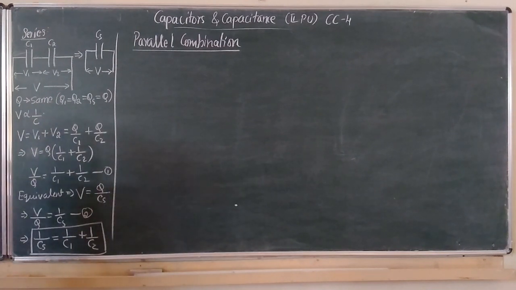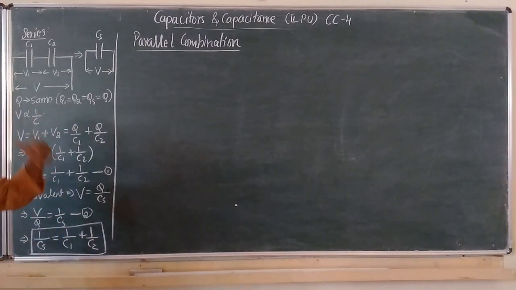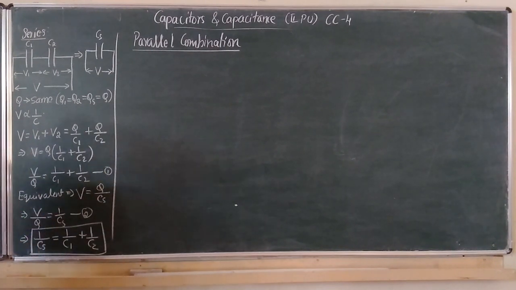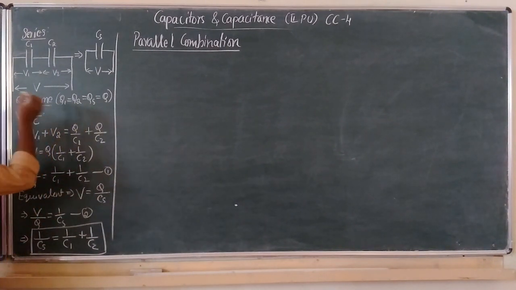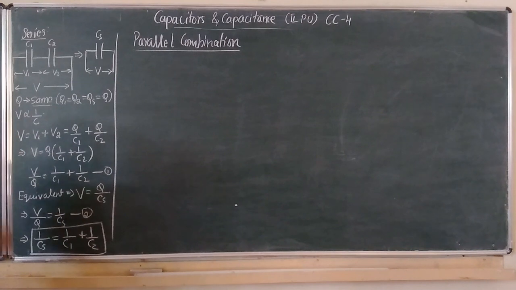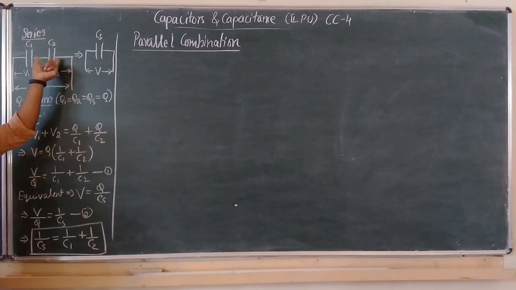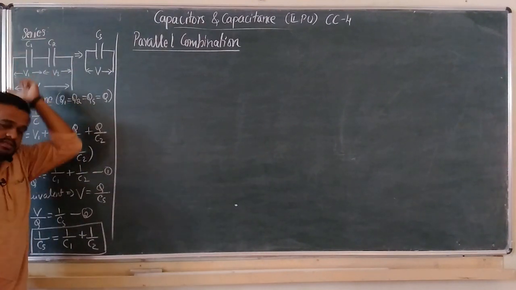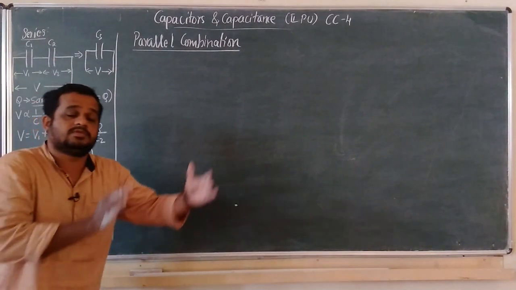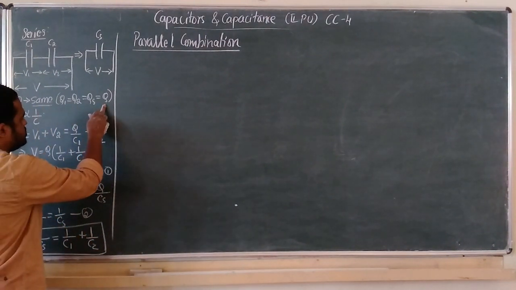Now in case of series combination, remember this point: when n number of capacitors are connected in series, the amount of charge stored in each capacitor is equal or same. If Q is the amount of charge stored in the first capacitor, then the same amount of charge will be stored in the second capacitor. If there are 3, then the third capacitor also has the same charge, or if there are n capacitors, each capacitor will store a charge of magnitude Q. So Q is the same in series combination.